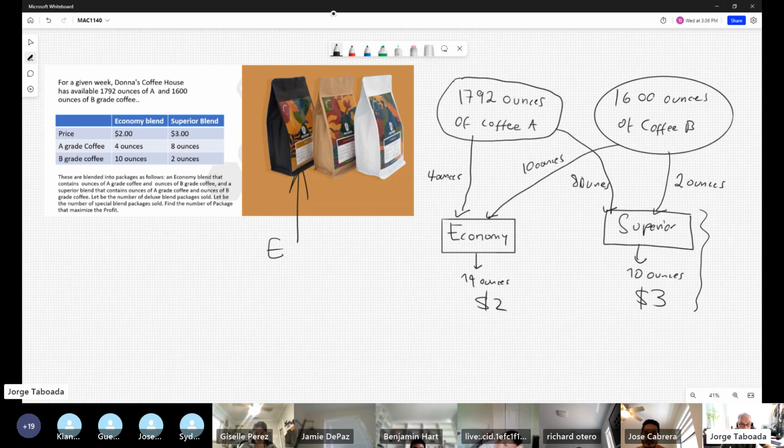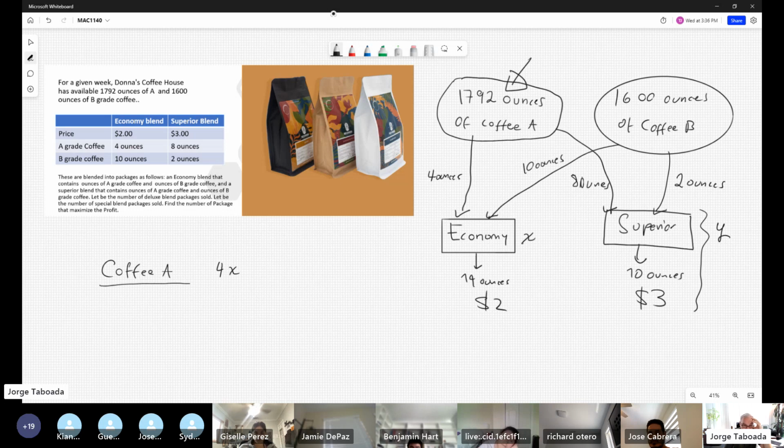Okay, I respect that. This is the idea I try to create, guys, as always happens in the word problem: you create one diagram to illustrate much better how the word problem behaves. So now, suppose I create one inequality for the coffee A. In this inequality, I want to focus on this coffee, which is taking 4 ounces of X. And who are X and Y? Well, X is the economic packet that I produce, and Y is the superior that I produce.